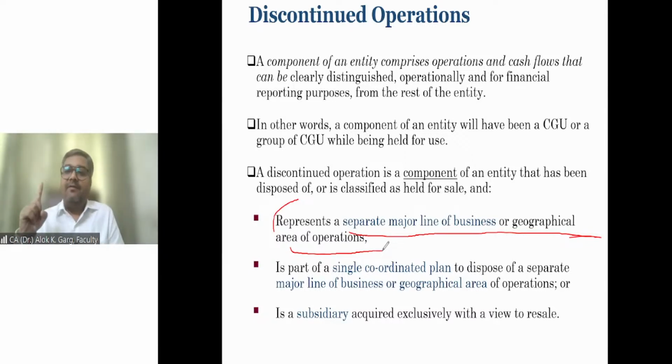So whenever it is held for sale, either it will be an individual asset or it will be a disposal group. But whenever it is a disposal group, you need to look at whether it is also a discontinued operation or not. If it is a discontinued operation, then the discontinued operation includes the disposal group, where the accounting is as per the disposal group, and the additional presentation and disclosure requirements will be there.